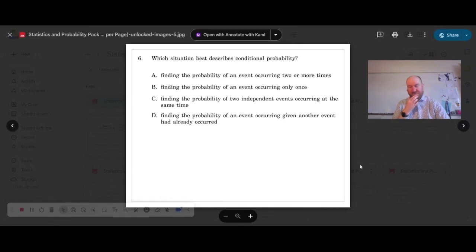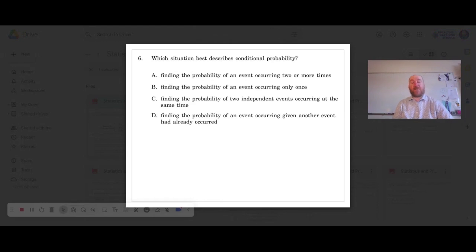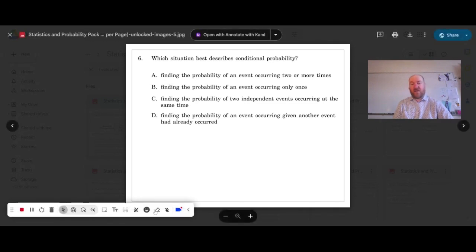Next question. Which situation best describes conditional probability? Conditional probability means we're trying to see the probability of something happening, knowing for a fact that something else already happened. Like one condition is already true. What about the other condition? So which choice says that? Choice D says that. Finding the probability of an event occurring given, remember the word given has been the magic word for this lesson, another event has already occurred. So this question, number 6, is D.